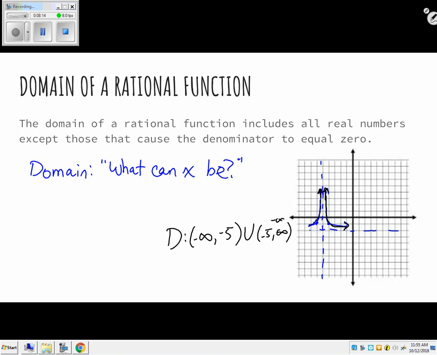My domains are going to look something like this tonight. Eventually, we're going to get to a point where we can graph these and do domains. But for tonight, I just want to find domain using the function notation. And it says that it's anything except the numbers that cause the denominator to equal 0.